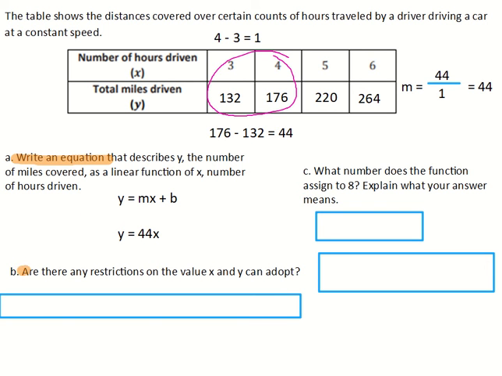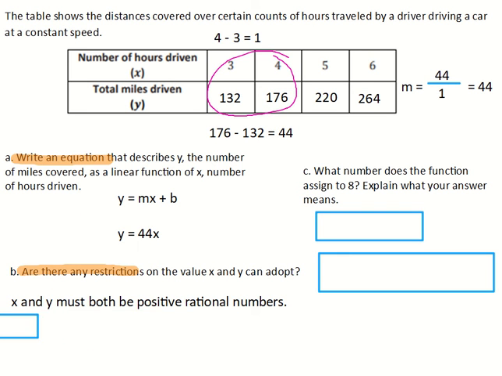Are there any restrictions on the values x and y can adopt? So here, if you think about this, the number of hours driven, you can't have negative time, so only positive numbers, and the same with the total miles driven. So here we're going to say x and y must both be positive rational numbers. And then our last part.